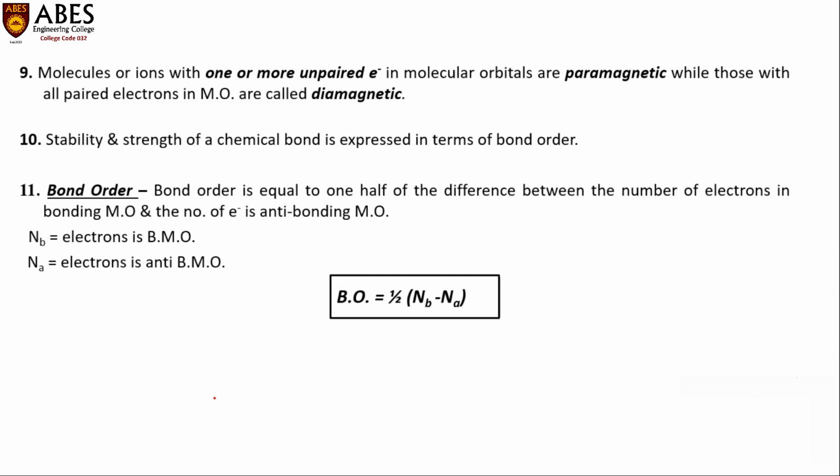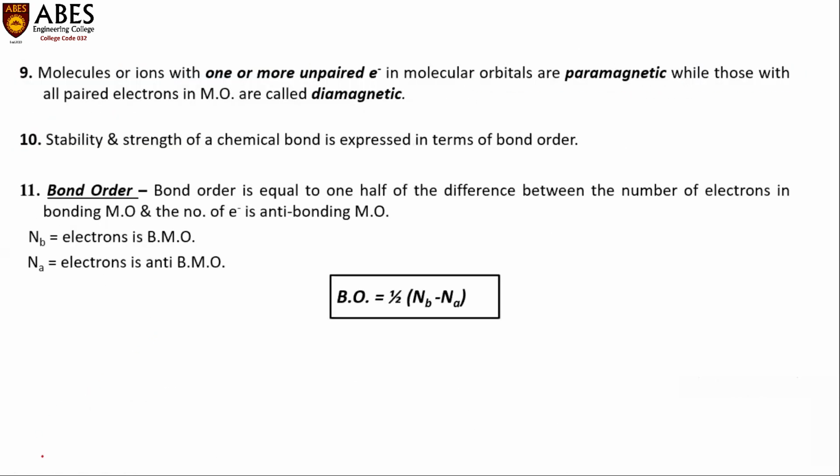Next point, the stability and strength of a chemical bond is expressed in terms of the bond order. As we know very well, the higher the bond order, the higher the stability of a molecule, or the higher the strength of the molecule. So, bond order is calculated from this formula, which is half of the difference between the number of electrons present in the bonding molecular orbitals minus the number of electrons present in the antibonding orbitals, where A represents the antibonding molecular orbital and B represents the bonding molecular orbital.